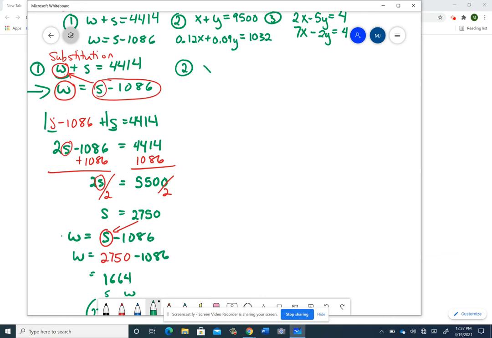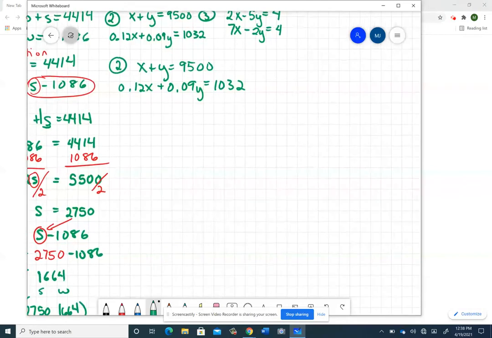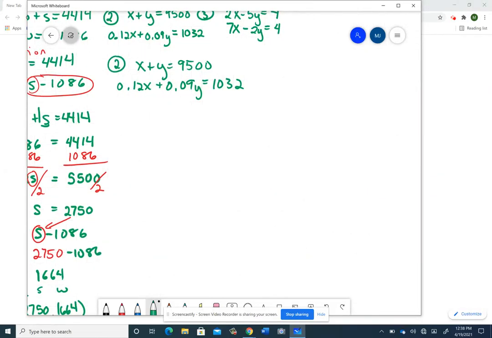All right, so on the second question, I have x plus y equals 9,500. And then I've got 0.12x plus 0.09y equals 1,032. So on this one, I've got these decimals on that second equation. I'm not used to dealing with that. But, in general, looking at it, the x's and the y's are on the same side. So I would probably use the addition or elimination method, whichever is making sense to you. This book calls it elimination, but other books call it addition.